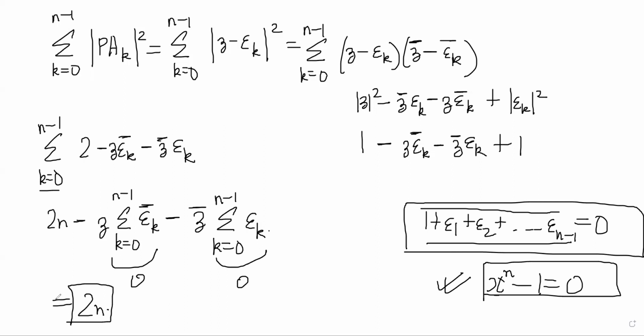So what we are getting is that the sum of squares of distances from a point P to the vertices of a regular polygon is always equal to a constant value, which is 2n, as long as the point P is on the circumcircle of the regular polygon. So here we are proving a nice geometric result using the methods of complex numbers.